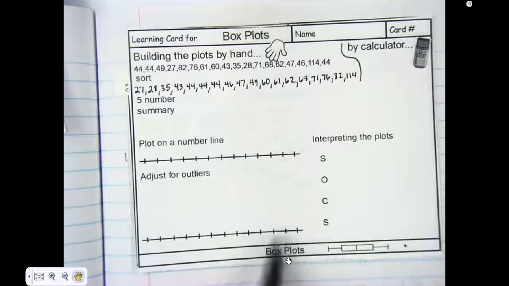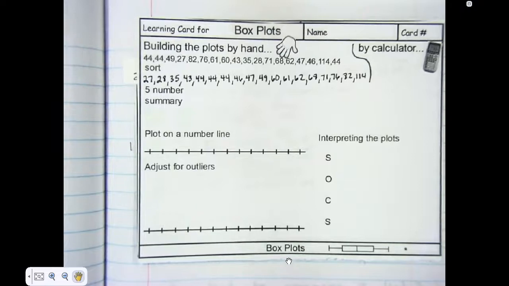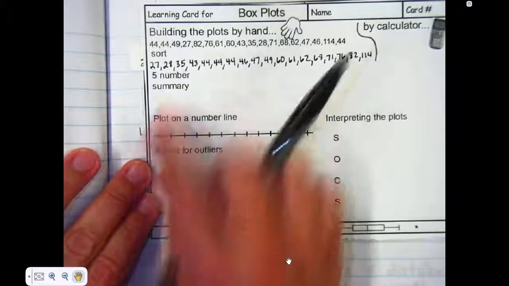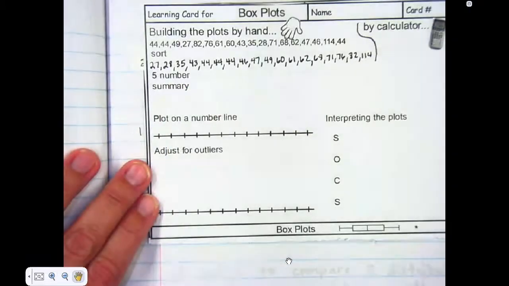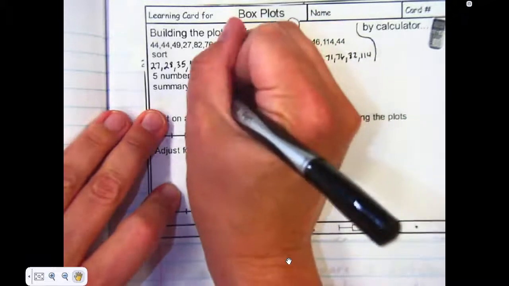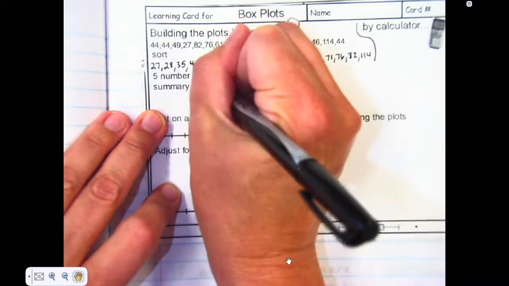Okay, we're going to go ahead and look at our notes on box plots. So we're going to do box plots by hand and box plots in a calculator. A 5-number summary and a box plot go hand in hand. A box plot is a graphical display of a 5-number summary. So I'm just going to put that here.